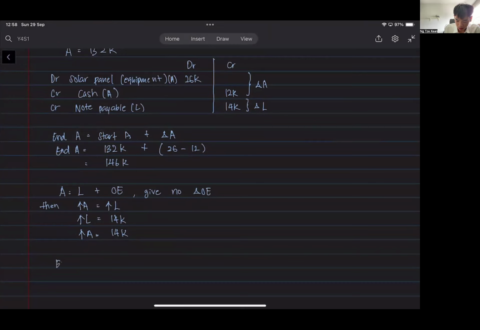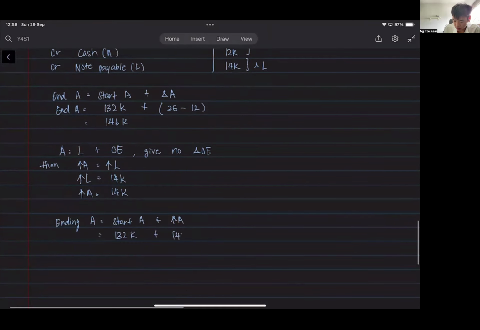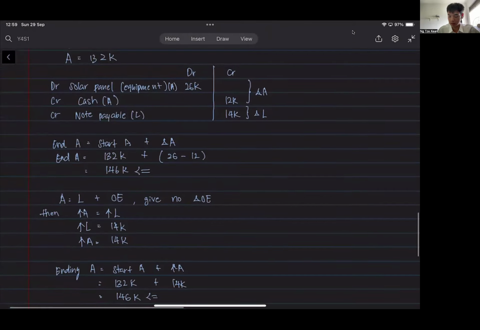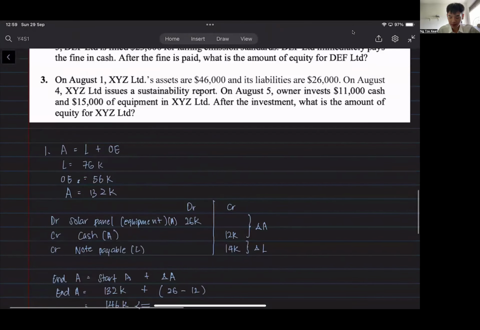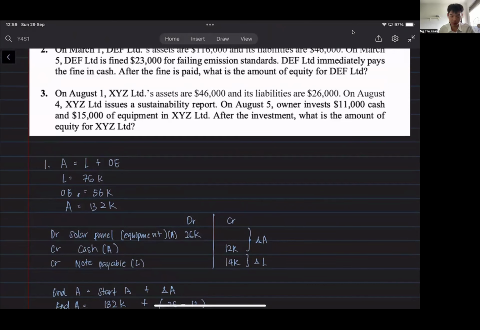And if we solve for the ending asset equal to the asset plus the increase in asset here, we will get 132,000 plus the 14,000 and get 146,000. So we can see that the two final values are the same. And yeah, that's how you can solve the question alternatively with the accounting equation. So I hope that's something very interesting for you to take away from this video.